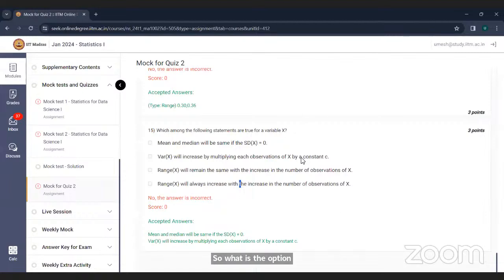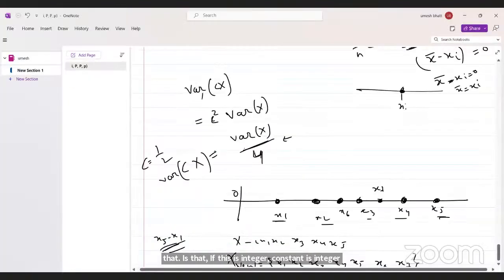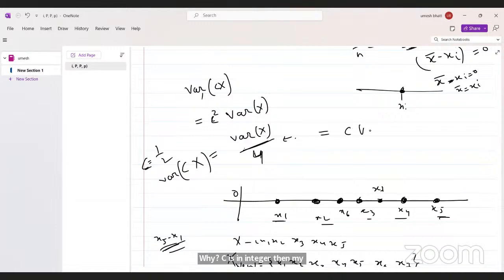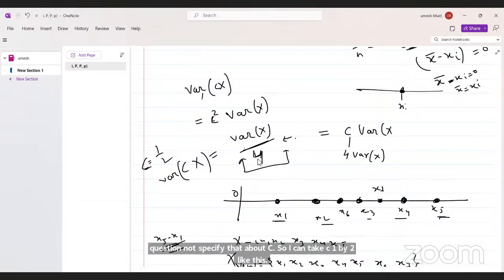So what is the option? It tells about a constant c. It is not specified whether the constant is an integer or not. If the constant is an integer, then it will be increased. Why? If c is an integer, then the variance is c square times the variance of x, which is an integer multiple, 4 or 5, 6, whatever. So it will always be increased in that case. But the question does not specify c, so I can take c as 1 by 2. In that case, it is not increased.